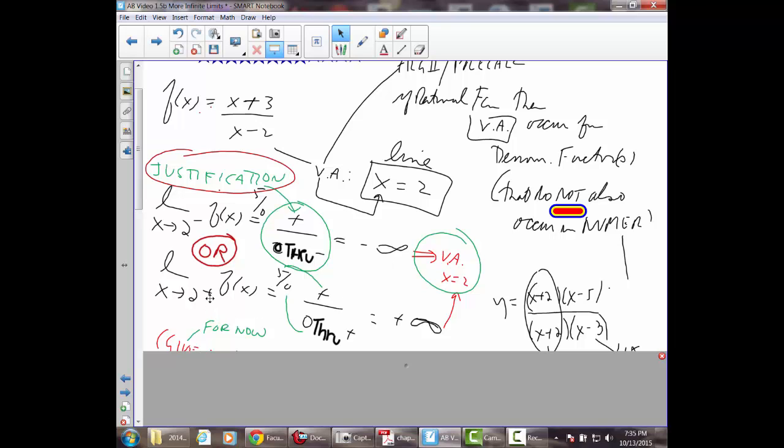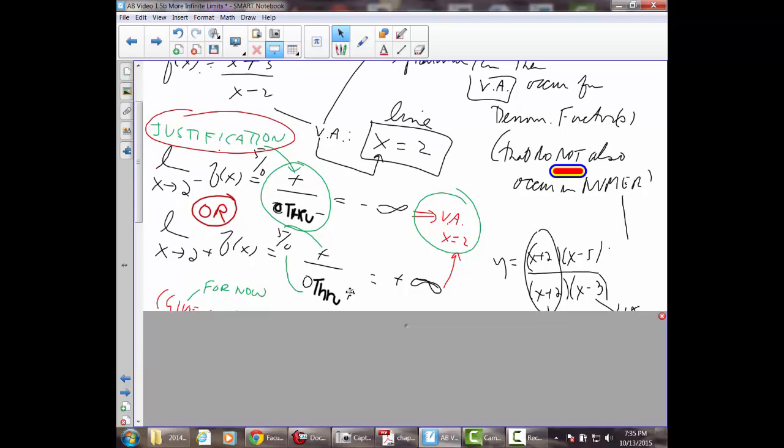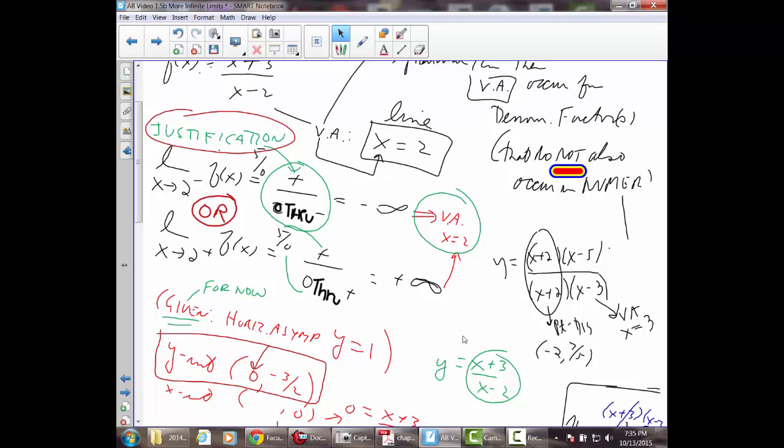Somebody else might decide to approach 2 from the right. Again, if they plug in 2, they'll get 5 over 0. 5 is positive. They're plugging in 2.1. 2.1 minus 2 is positive. So the denominator approaches 0 through positives. Positive over positive gives positive infinity.